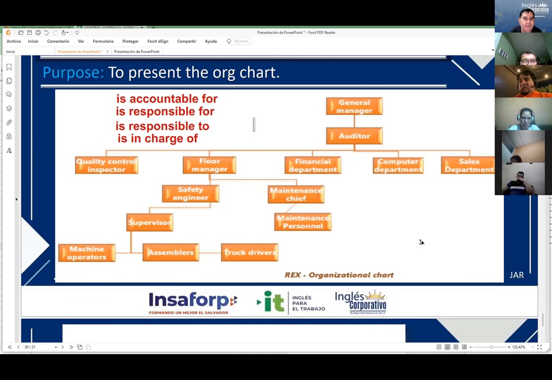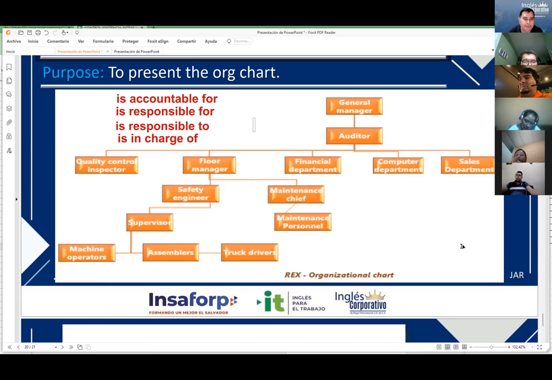Okay. Who is the maintenance chief responsible to? The floor manager. Who is the chief maintenance responsible for? The maintenance personnel. Okay, si decimos responsible to, vemos el de arriba. Si decimos responsible for, vemos el de abajo.